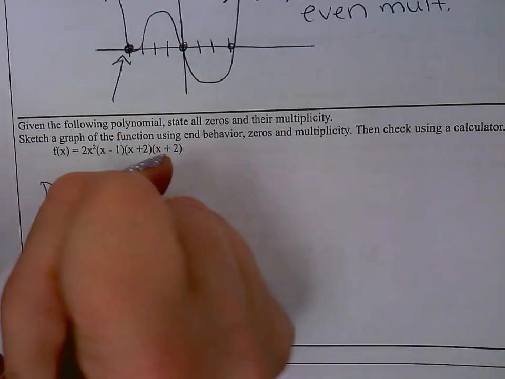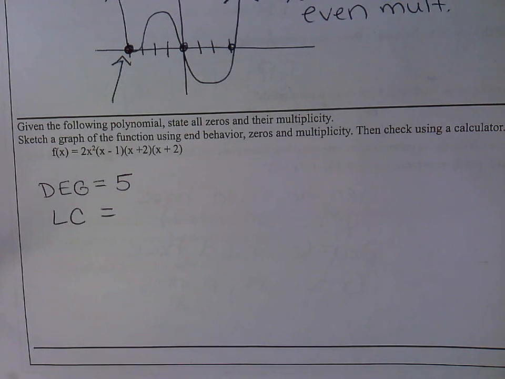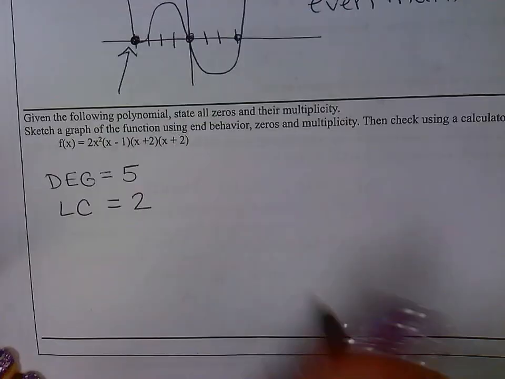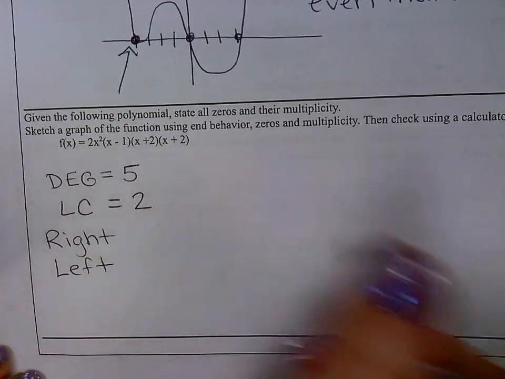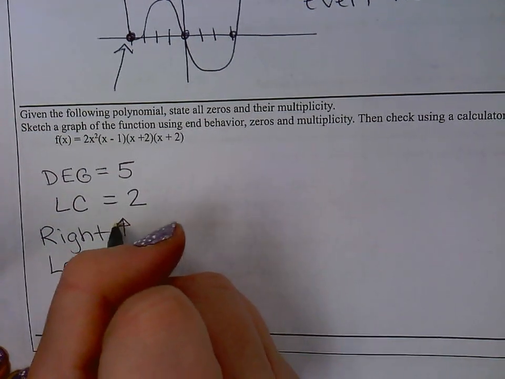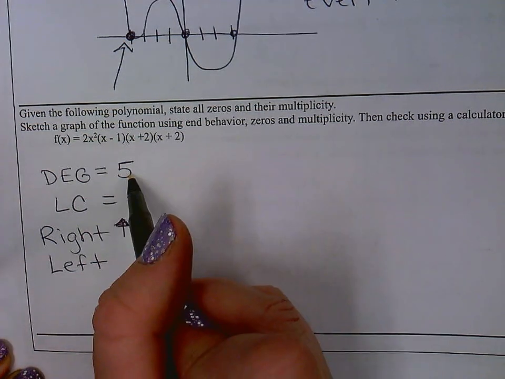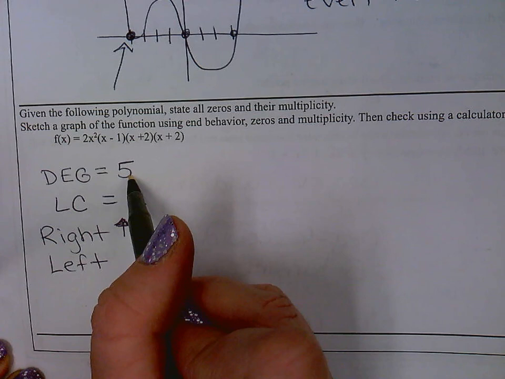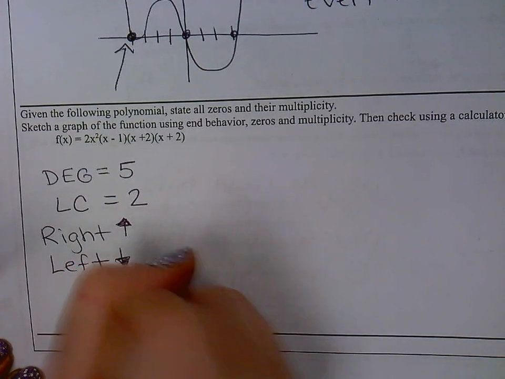What's the leading coefficient? So if I multiply 2x squared times this x times this x times this x, won't I still just have 2 as my leading coefficient? Okay, what is the right side of the graph going to do? And what is the left side of the graph going to do? My leading coefficient is positive, so the right side will go up. What about the left side of the graph? The degree is 5. 5 is an odd number, right? So my left side is going to go in the opposite direction as my right side.